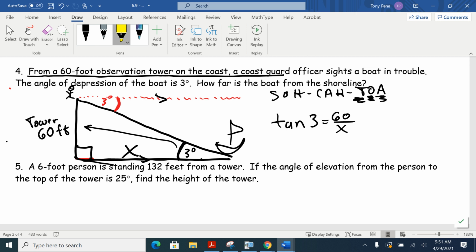So what we talked about when we did these, we don't ever want our variable in our denominator to solve an equation. So to get it out of the denominator, we could just multiply both sides by x, so that we just have 60 degrees on the right-hand side. Whatever I do to one side, I've got to do to the other. So I got to multiply that side by x. So if in the next step I have this, isn't x getting multiplied by the tangent of 3?